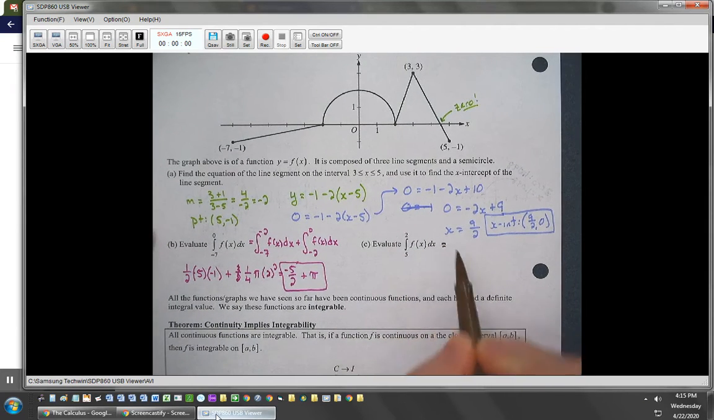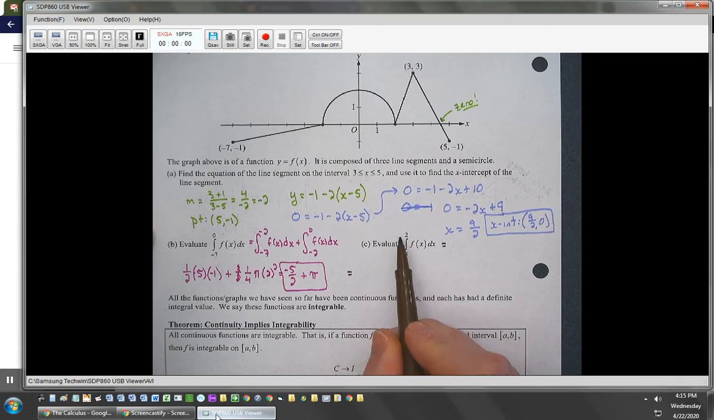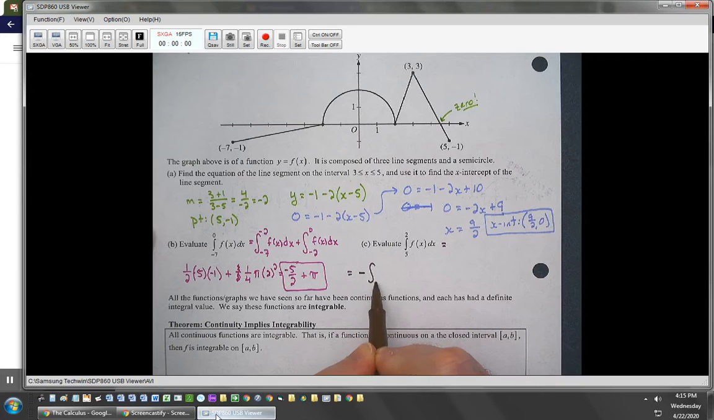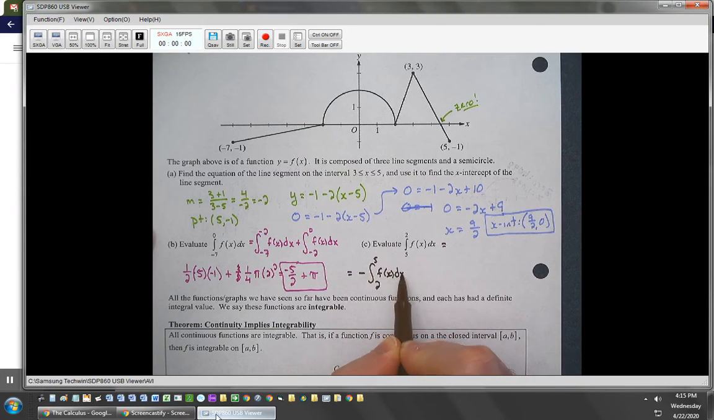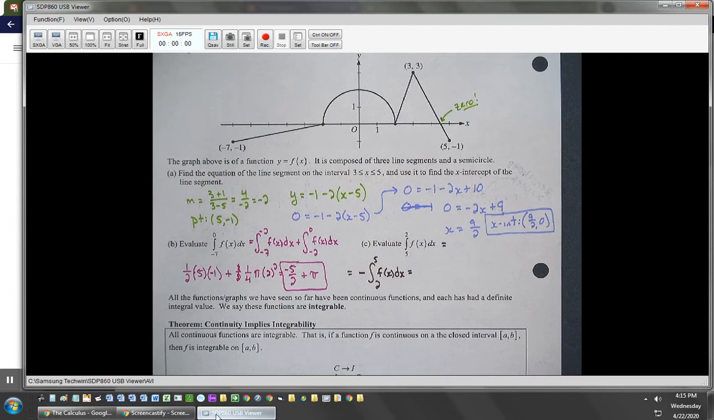All right, what I think is weird here is it goes in the wrong order. It goes from 5 to 2. I'm allowed to flip these around as long as I realize that that's going to come out to be a negative from 2 to 5 of f of x dx. All right, now I'm going to give you a second. I want you to try to split it up.